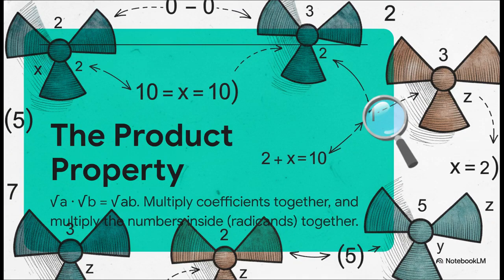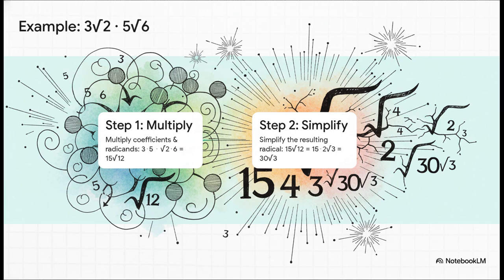All this says is you multiply the numbers outside the square root signs together, and you multiply the numbers inside the square root signs together. Outsides with outsides, insides with insides. That's it. That's the whole rule. So let's put this to the test.